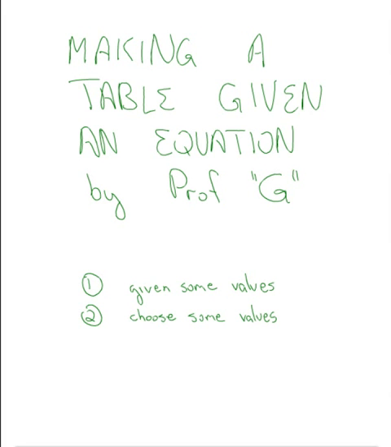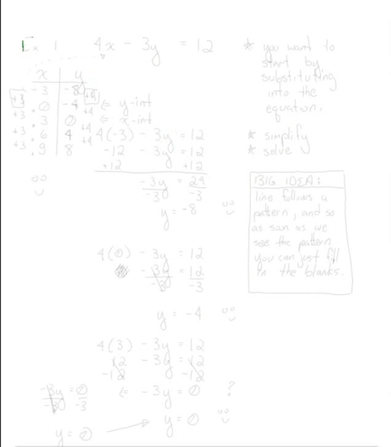Alright, so the first one that we're going to do is example number 1, and it's going to be 4x minus 3y equals 12. And this is a linear equation like you would see in class.